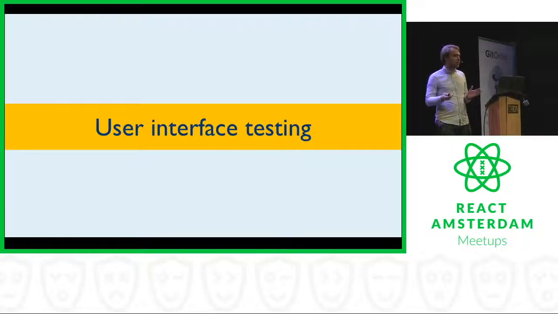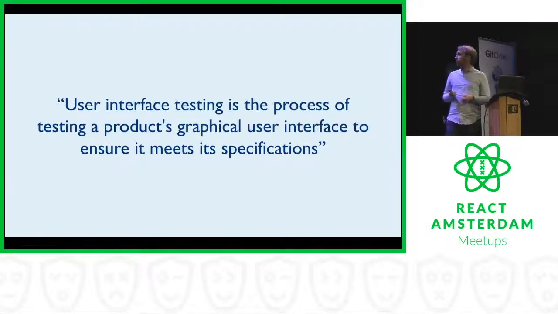Who here writes user interface tests, sometimes known as end-to-end tests or regression tests? Quite a lot of people. Some companies have special QA engineers who write them. Some people don't do them because they're hard. User interface testing is the process of testing a product's graphical user interface to ensure it meets its specification.